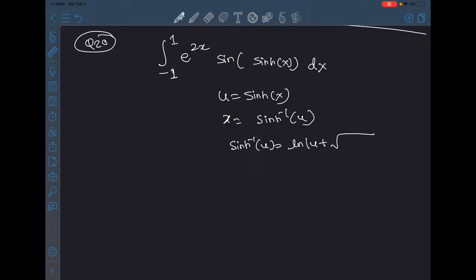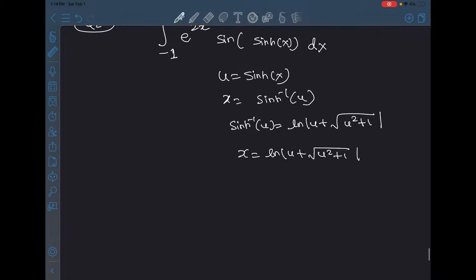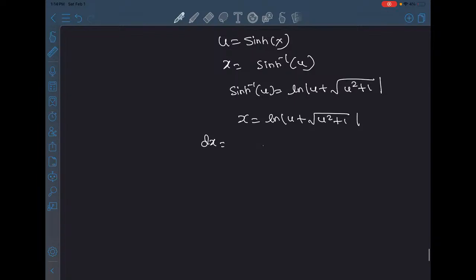Plus 1, I'm sorry. So u square plus 1. So there's this inverse sine h to log conversion. You can actually find it anywhere. Now if we use this, x becomes ln of u plus square root of u square plus 1, right? So dx will just be 1 by u plus square root of u square plus 1.